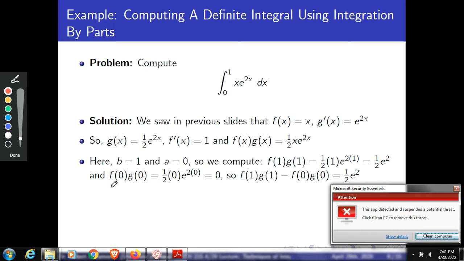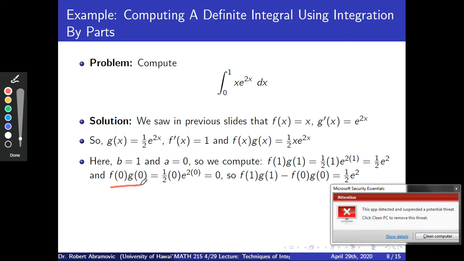When we plug in 0, we get f of 0 times g of 0, which is 1/2 times 0 times e to the 2 times 0, which is just 0. 0 times any number, of course, is 0. So f of 1 times g of 1 minus f of 0 times g of 0 is just 1/2 times e squared.